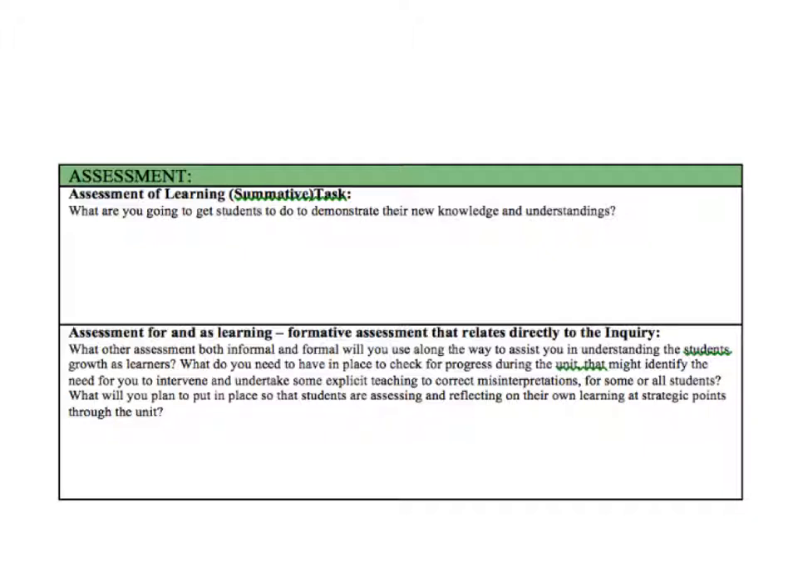What other assessment, both formal and informal, will you use along the way to assist you in understanding the students' growth as learners? What do you need to have in place to check for progress during the unit that might identify the need for you to intervene and undertake some explicit teaching or direct instruction to correct any misinterpretations for some students or for all students? What will you plan to put in place so that students are assessing and reflecting on their own learning at strategic points throughout the unit?